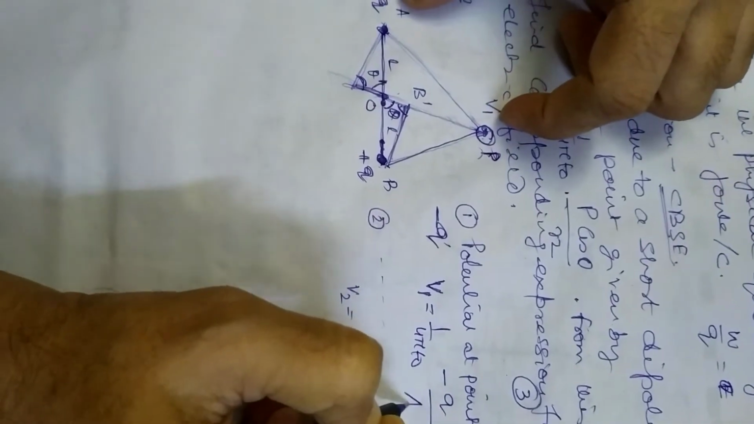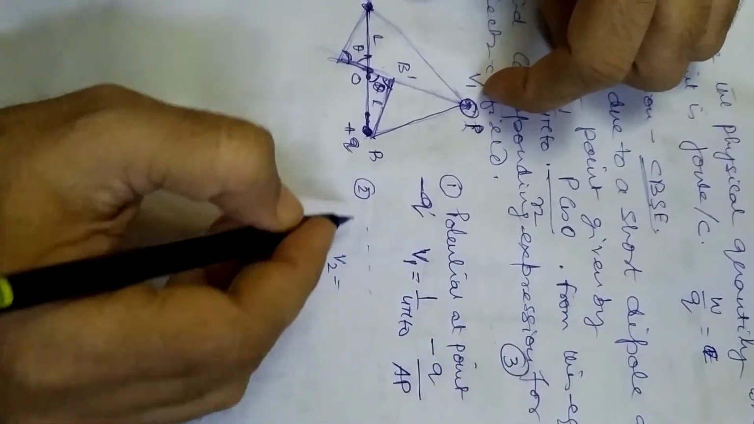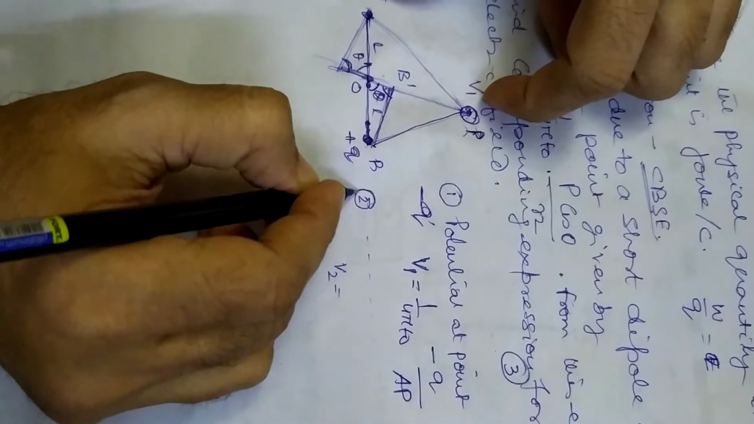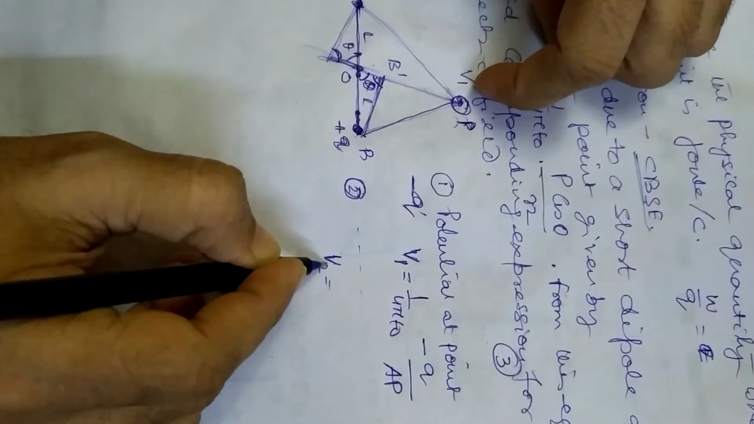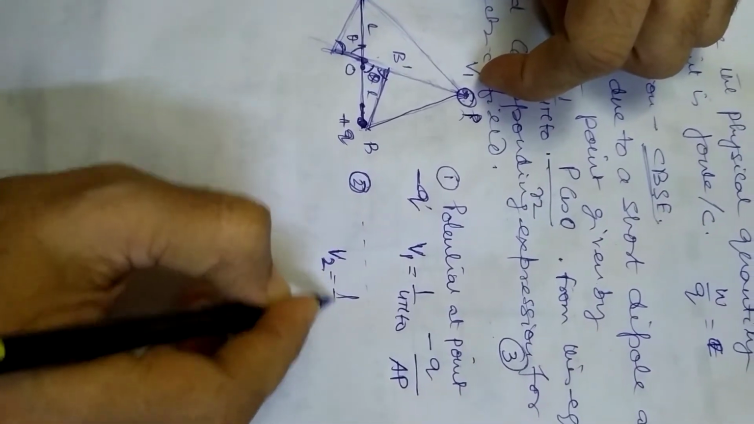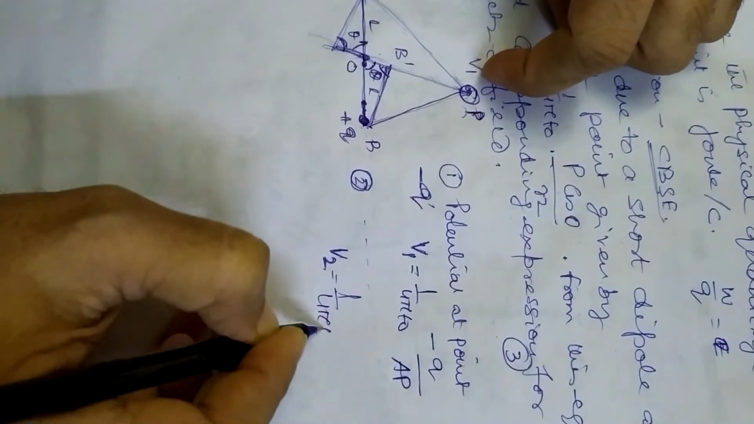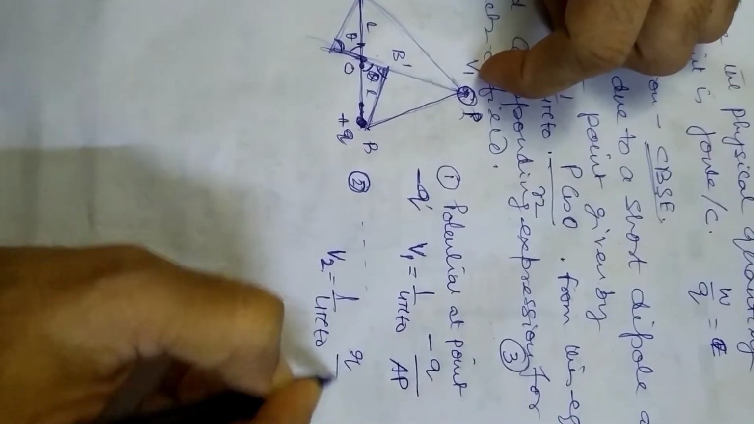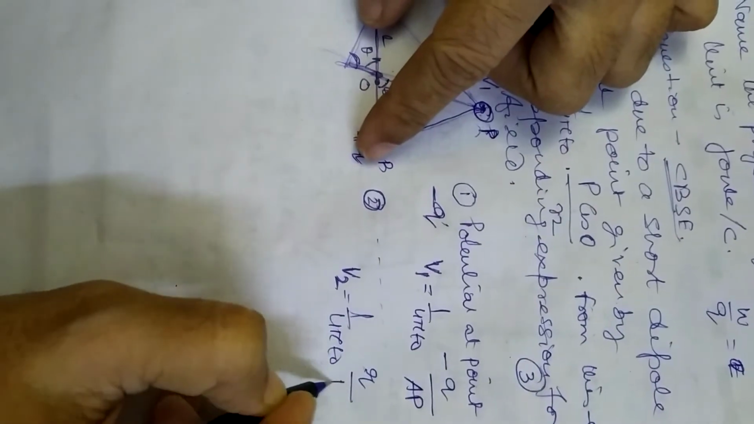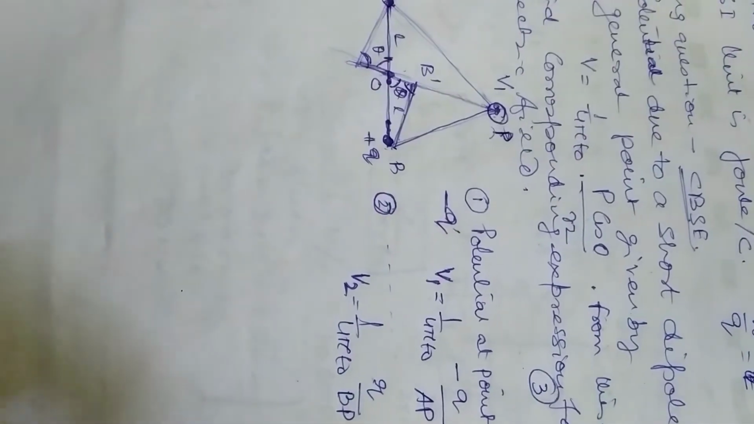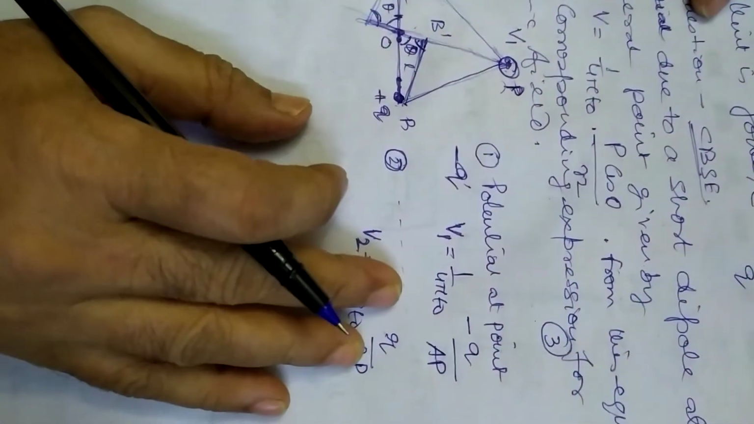Okay, this is AP, the distance. Now next we will be finding another thing, that is V2. V2, the potential, is equal to 1 by 4 pi epsilon, that is plus q by BP. Okay, BP is the distance. So this is one part and this is another part.